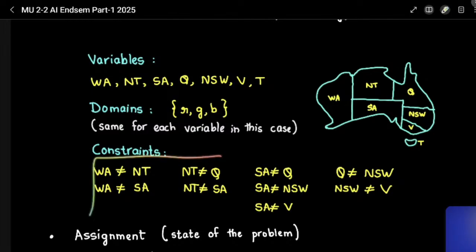So this is the exhaustive list of constraints. Yesterday I just gave 2 constraints, but this is the exhaustive list. You can check. This list of constraints covers all possible combinations. WA, NT, WSA, NT, all possible combinations. Fine, this is just the problem representation.